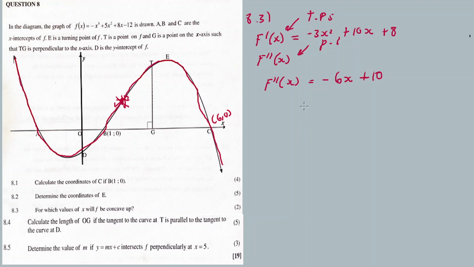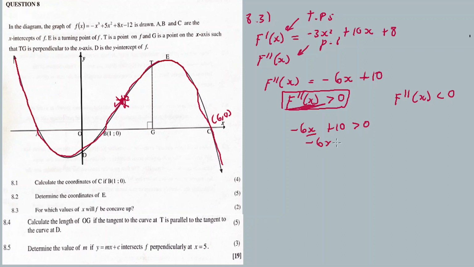Now check this out. If the second derivative is greater than 0, it means that my cubic function is concave up. If the second derivative is less than 0, it means that my graph is facing down, concave down. So for the concave up, we will use this equation. I take the second derivative, which is minus 6x plus 10 greater than 0, then I solve for x.